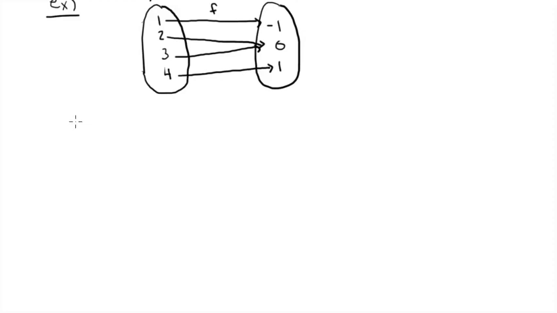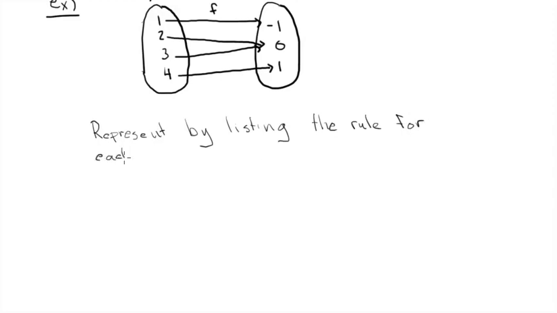Another way to do it is to represent it by listing the rule for each input in function notation. There were only 4 inputs.